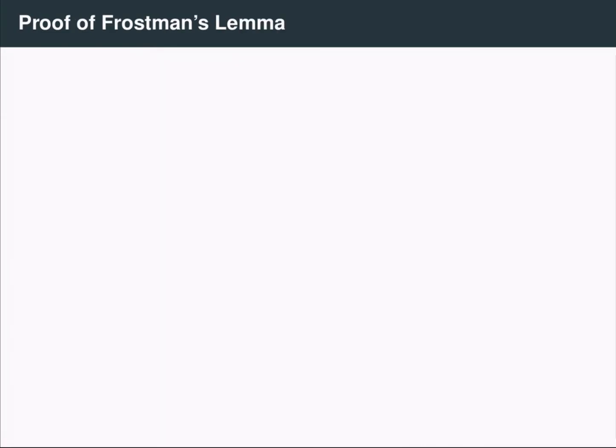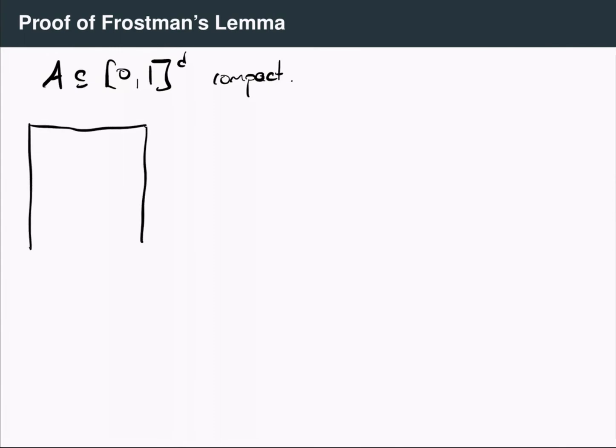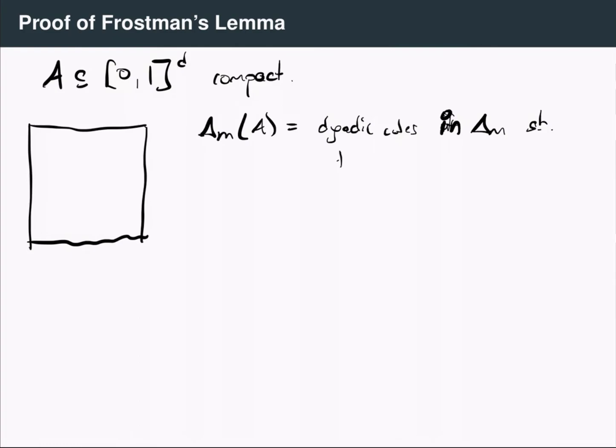I'm going to briefly go over the construction of the Hausdorff measure for the case of A, a compact subset of the unit cube. Okay, so the algorithm goes as follows. I'm going to let Δ_m(A) denote the dyadic cubes in Δ_m. So recall Δ_m is the set of dyadic cubes of side length 2^(-m), such that they intersect A.